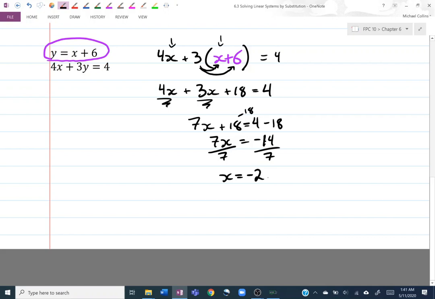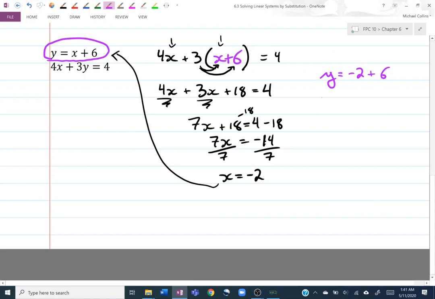I now have an x value, and I can choose to substitute that into either one of these to get my y value. So I'm going to put it into this pink one, so I'll do it in pink. I get y is equal to negative 2 plus 6. Y is equal to negative 2 plus 6, which is 4. So my final solution is negative 2, 4.